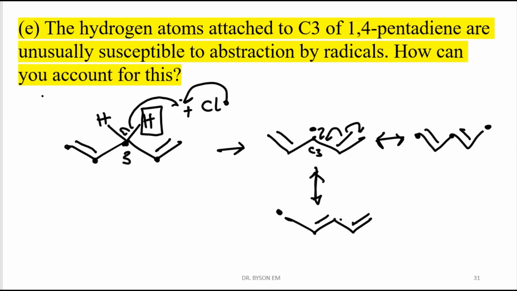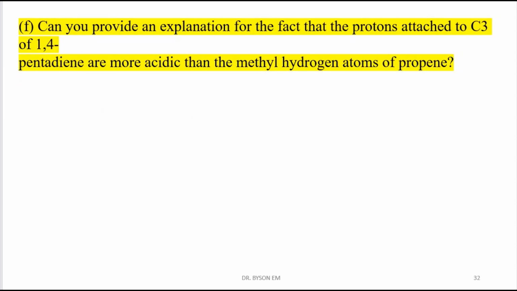That is the other resonance that can form. So it forms a very stable radical, because these hydrogens are on allylic carbons. And remember, allylic carbons are very stable and very reactive carbons. Okay.